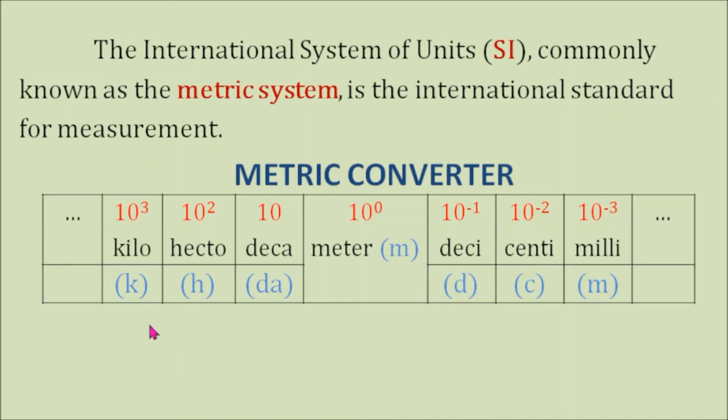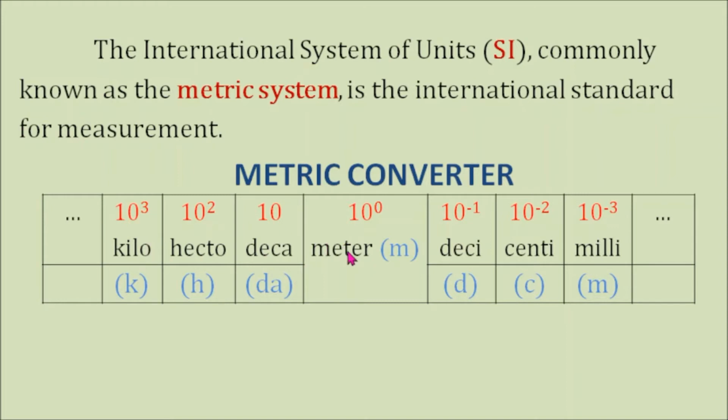How about if they are not consecutive? For example, 1 kilometer equals how many meters? So from kilometer to meter, we have 1, 2, 3 places. So that's 10, 100, 1000. So 1 kilometer equals 1000 meters.